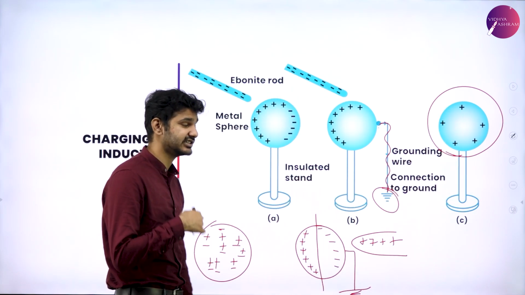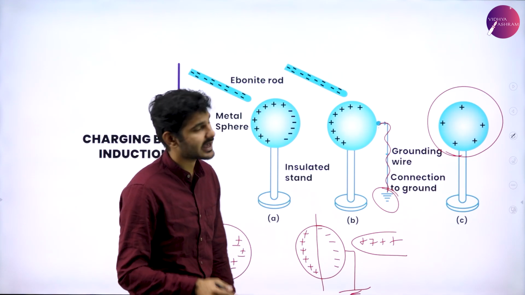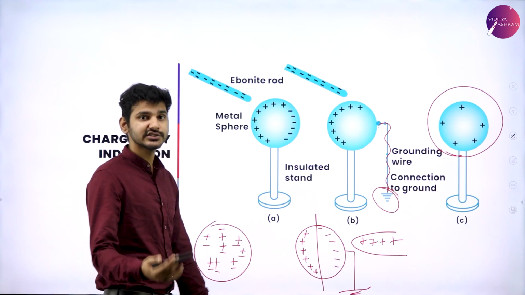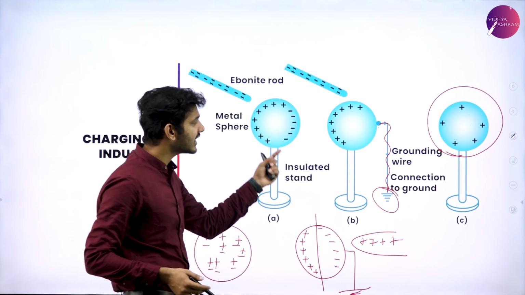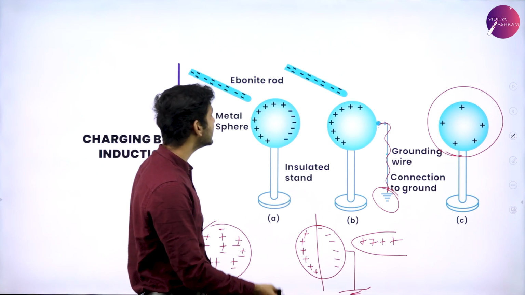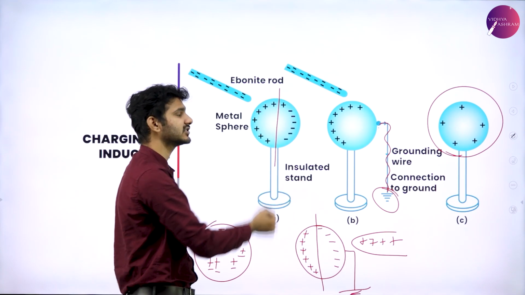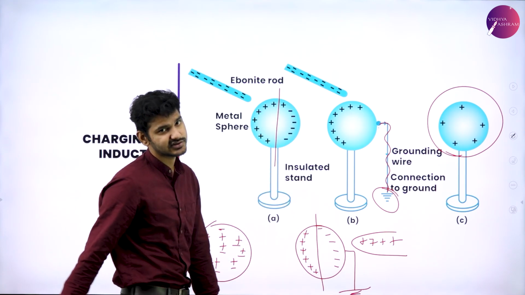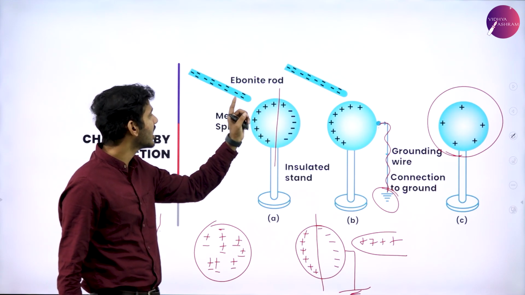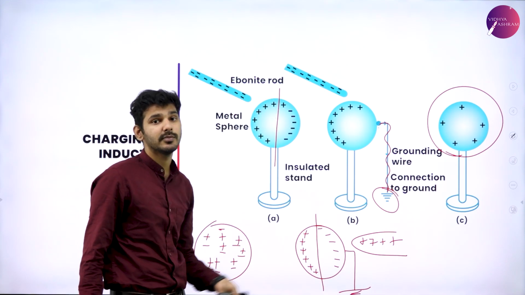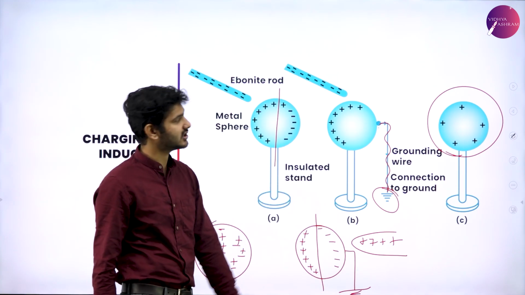So this process is known as charging by induction. What basically happens is that when a charged glass rod, ebonite rod, or whatever it is, a charged rod is brought near a conducting material, it will generate charged regions: one will be positively charged and one will be negatively charged. If you are bringing a negatively charged rod near the metal sphere, the region near to the rod will be positively charged and the region facing away from it will be negatively charged.